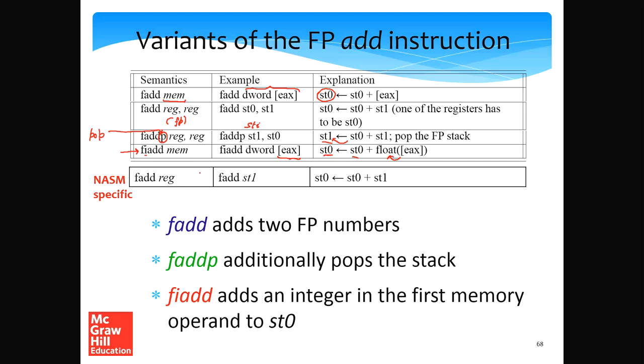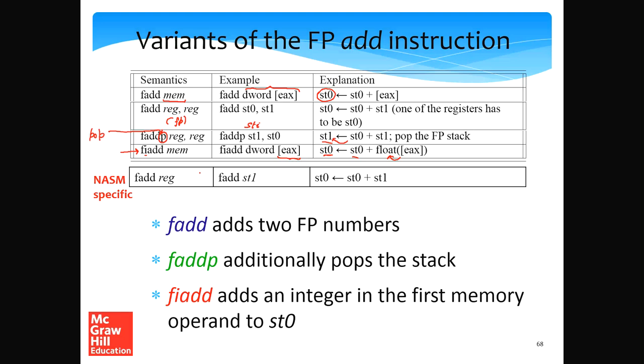Since all our code has been specific to the NASM assembler, the NASM assembler also provides one more variant of the FADD instruction. This variant has also been discussed in the book and is there in several examples as well.